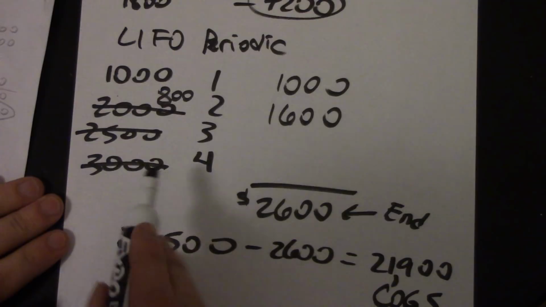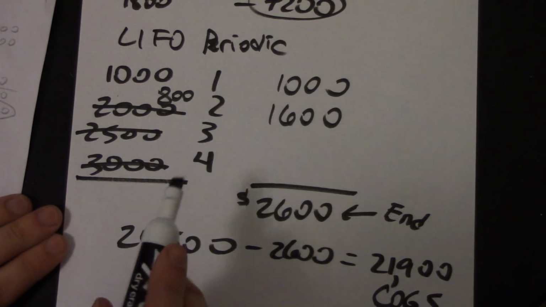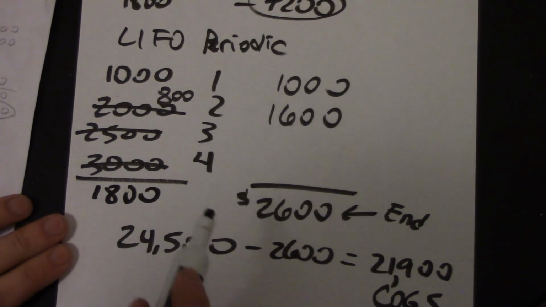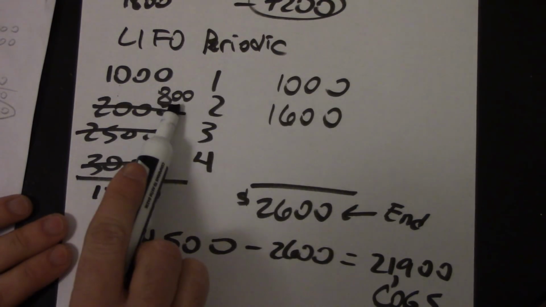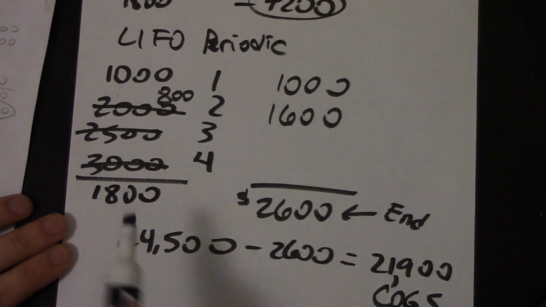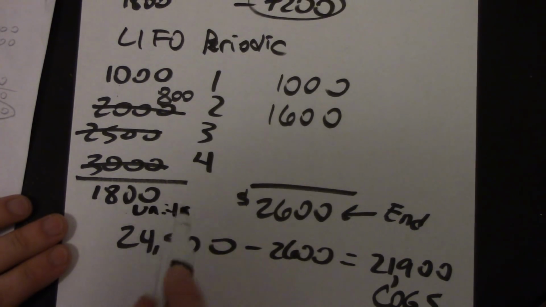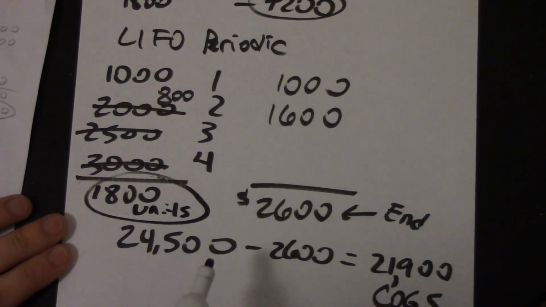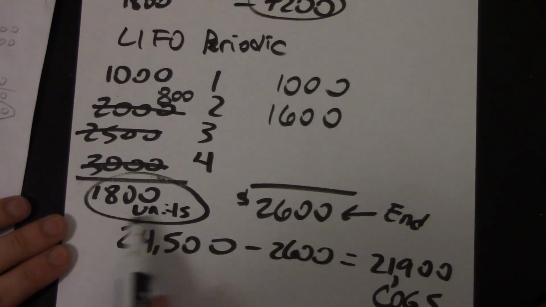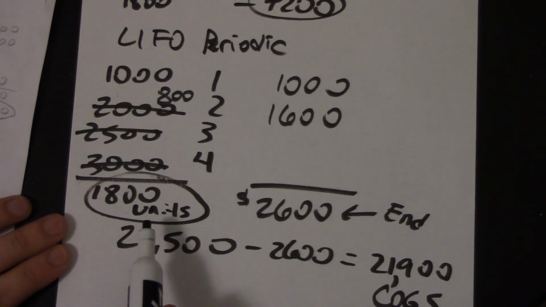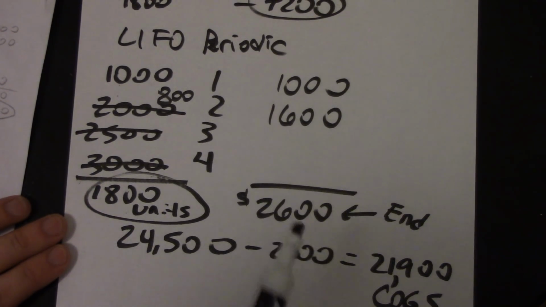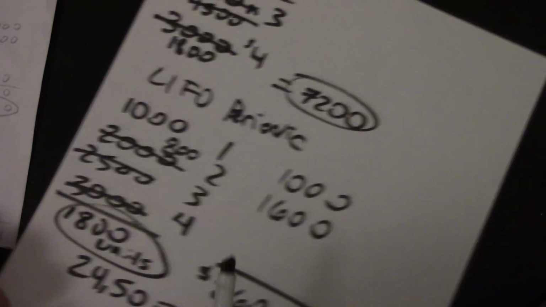You should also recognize that the number of units that we end with is always going to be 1,800. 1,000 plus 800, 1,800 units. Now don't use this number in our equation because we need a dollar value for our inventory in this equation. We don't want the number of units. So always figure out the dollar amount. Okay, and then we can go to LIFO perpetual.